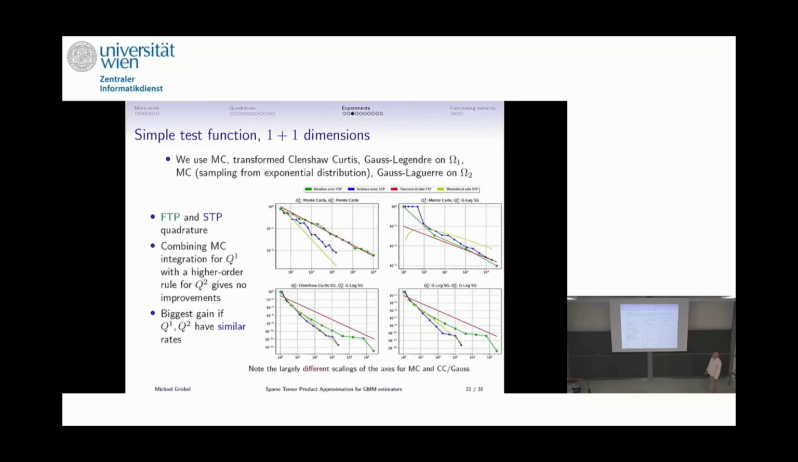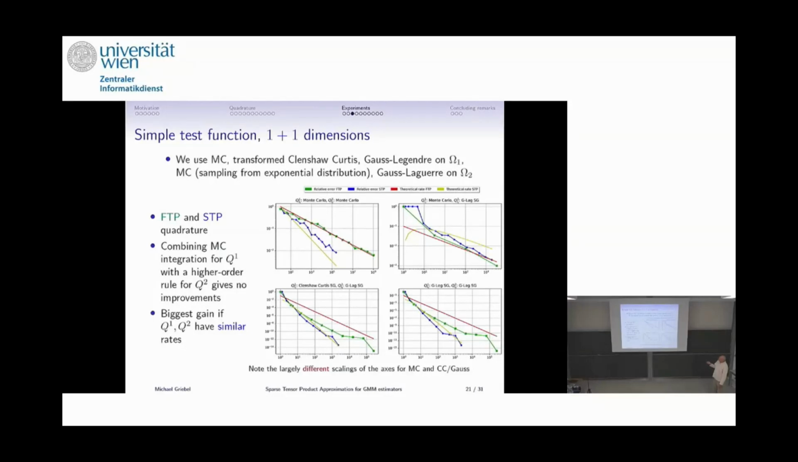And this happens. We use Monte Carlo, transformed Clenshaw-Curtis or Gauss-Legendre quadrature on omega 1. And we do Monte Carlo, where we have to sample from the exponential now. Recall 0 to infinity was the domain omega 2. Only omega 1 was 0 to 1. Therefore, we have to sample a little bit differently, and Gauss-Laguerre, because that fits to 0 infinity. So we have to pick the right quadratures. Otherwise, this stuff is meaningless in the first place. And the green one is the full tensor product, and the blue one is the sparse one.